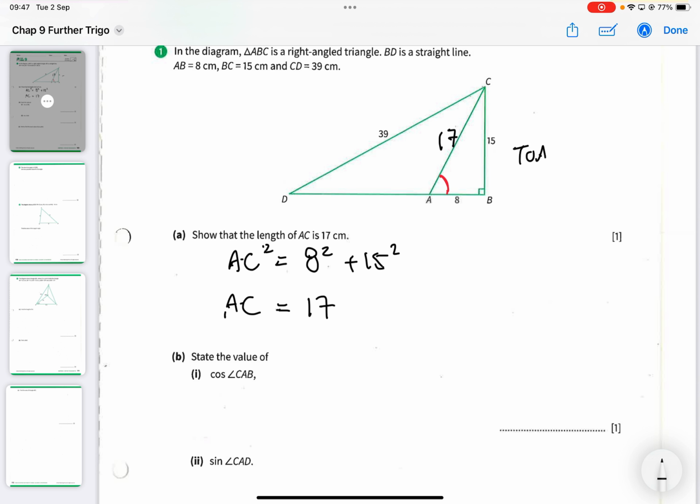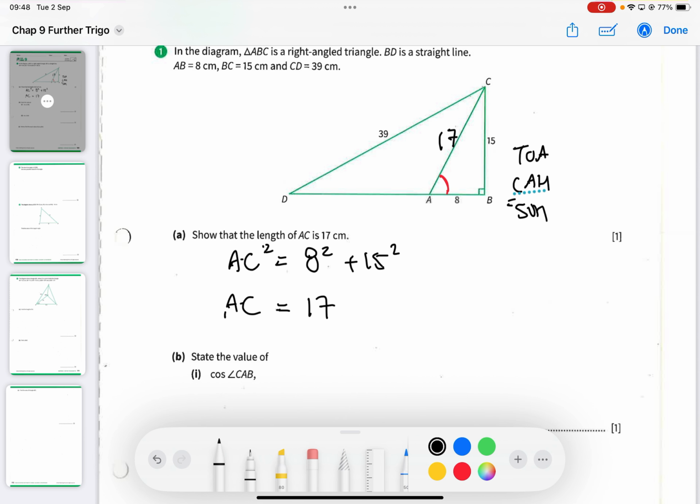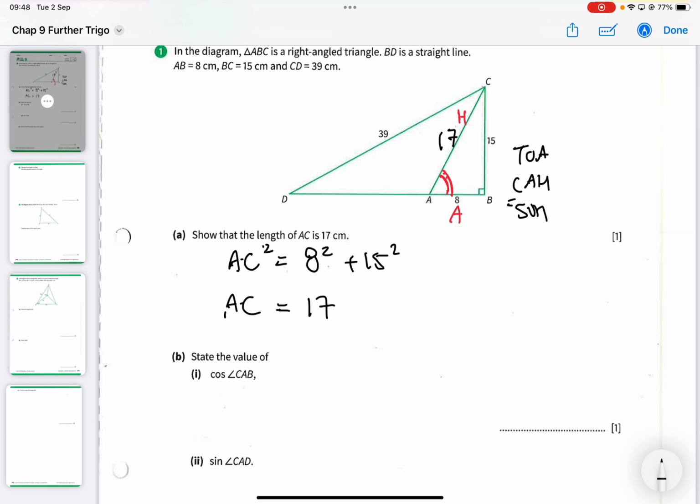Okay? If I want to find cosine, I need to find adjacent over hypotenuse. And my adjacent and hypotenuse are according to the angle CAB. So CAB is here, meaning the adjacent is the side that is touching it. So my AB is my adjacent. Then my 17 is the longest side, so it is the hypotenuse. So my cosine CAB is equal to adjacent over hypotenuse, so it equals 8 over 17.